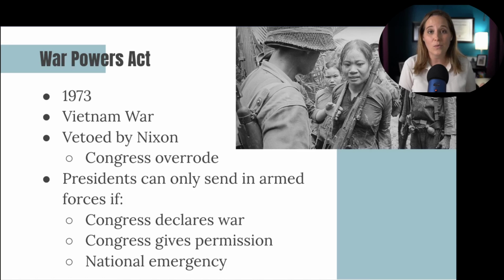Now, technically, the War Powers Act isn't constitutional. It's never been challenged in court, however, but lots of presidents have just ignored it. That includes George W. Bush and President Obama.